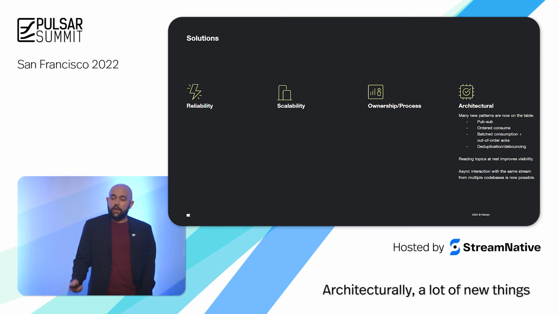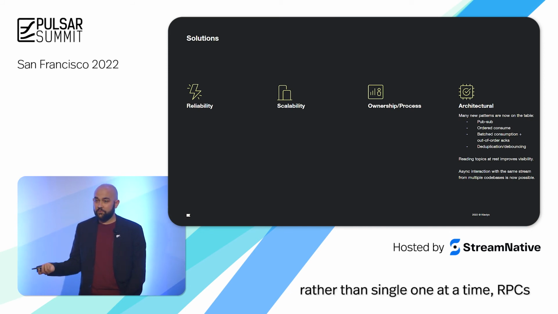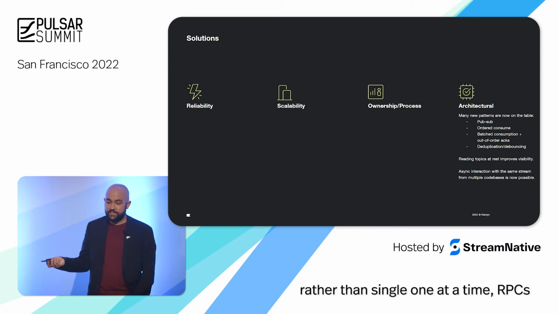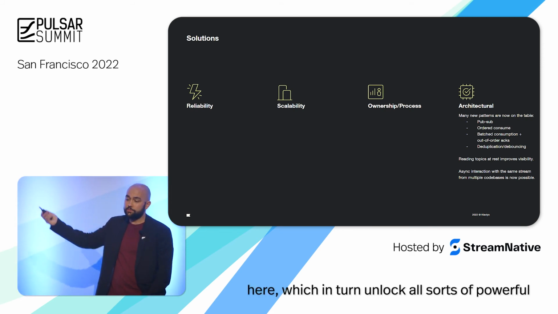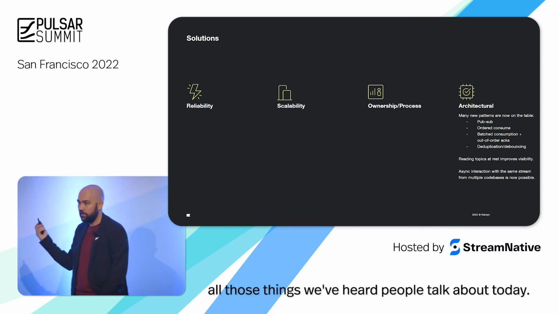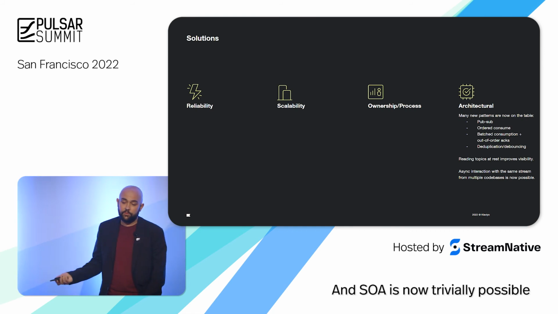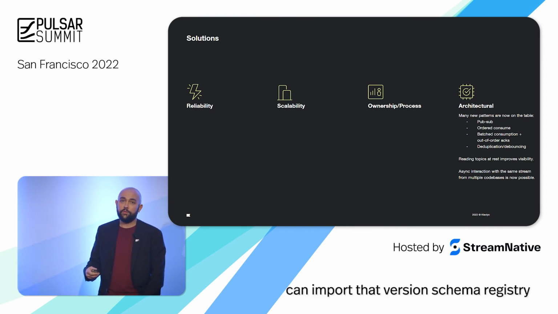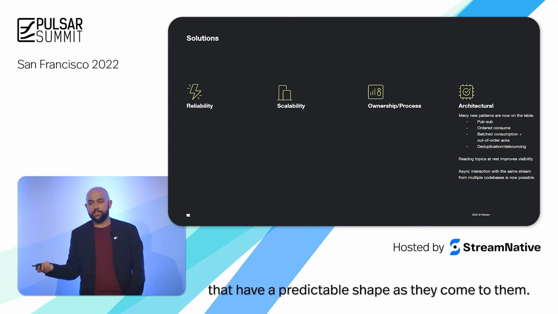Architecturally, a lot of new things are on the table now. Consumer logic's expressed entirely in terms of batches of data rather than single one-at-a-time RPCs. That unlocks all these listed capabilities here, which in turn unlock all sorts of powerful architectures like event sourcing and CDC and stream to table and all those things we've heard people talk about today. And SOA is now trivially possible because multiple code bases can import that versioned schema registry and consume things that have a predictable shape as they come to them.